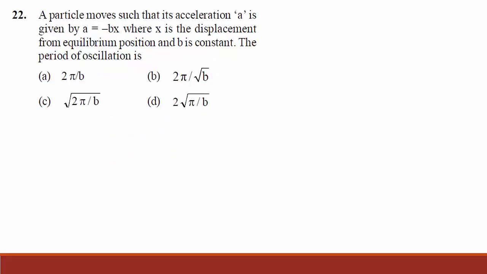A particle moves such that its acceleration A is given by A equal to minus bx, where x is the displacement from equilibrium position and b is constant. The period of oscillation is? The time period of oscillation is given by the formula T equal to 2 pi root of L divided by G. We can use this equation, T equal to 2 pi, keeping it as it is, where L indicates displacement and G indicates acceleration.